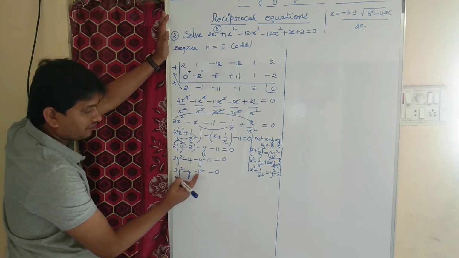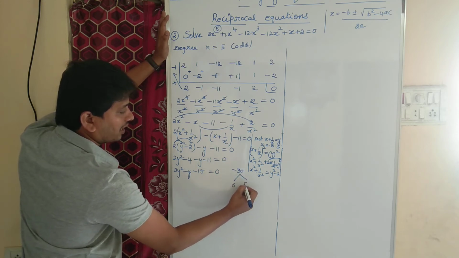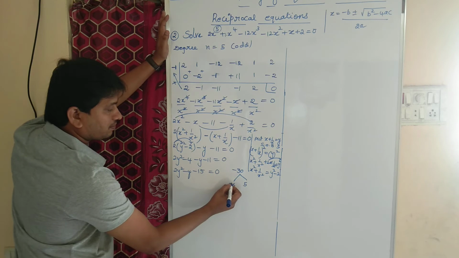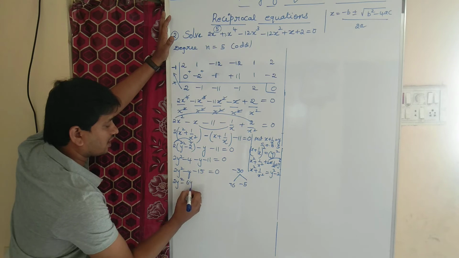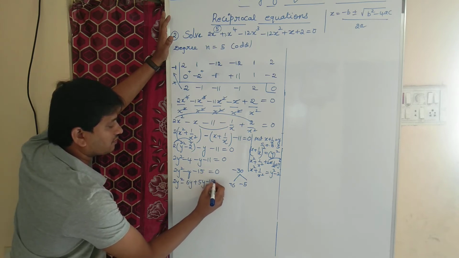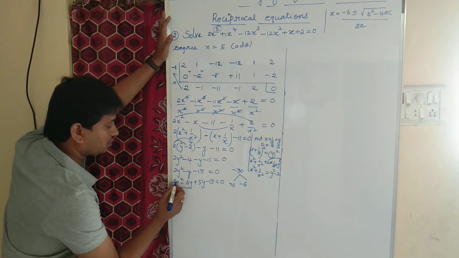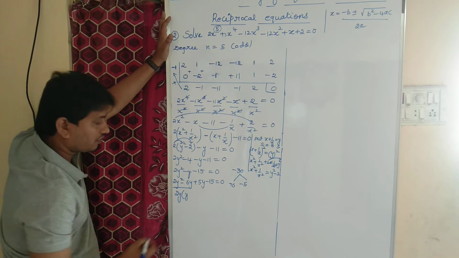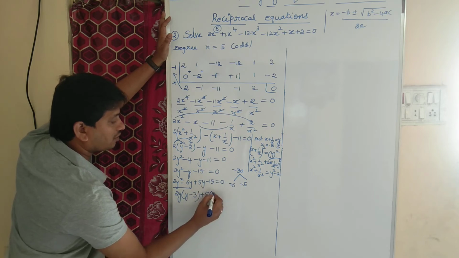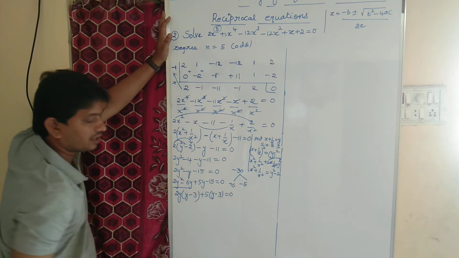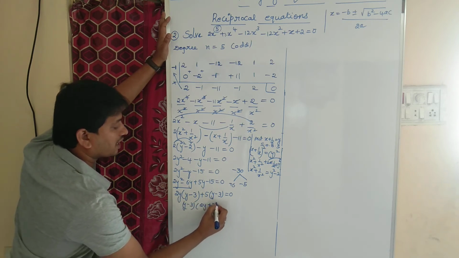As the constant is minus 15 and the coefficient of y square is 2, 2 into 15 is 30. So I can write 6 into 5 is 30, that is plus 5 minus 6. So 2y square minus 6y plus 5y minus 15 equal to 0. From the first two terms I can take 2y as common: 2y into y, 2y square, and 2y into 3 is 6y. Now I can take 5 common: 5 into y, 5y, 5 into 3 is 15. Now if I take y minus 3 as common, I will get 2y plus 5 equal to 0.